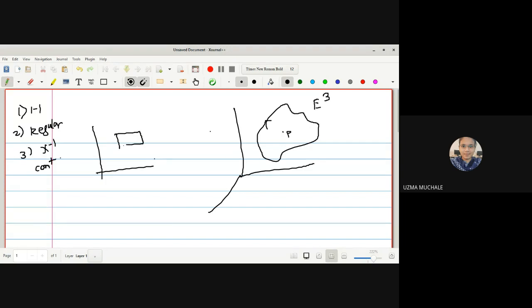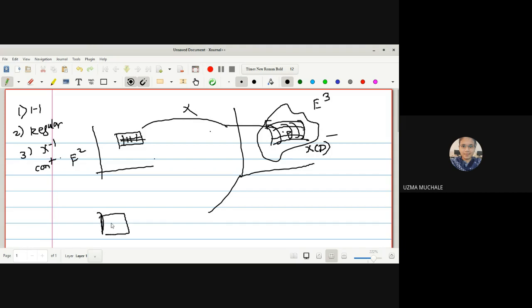Okay, so there exists a map from E2 to E3. That is, X is a mapping from E2 to M such that for each point P of M there exists a proper patch. Proper patch means what? This is the image X of D. You can imagine this to be a rubber sheet.